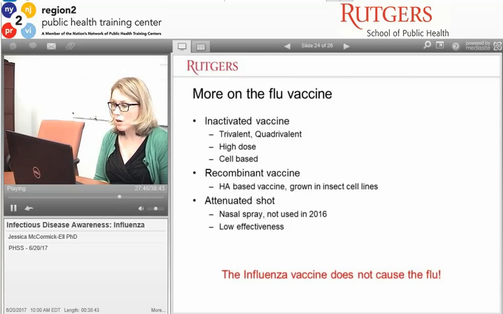There's also a cell-based vaccination. This one is not grown in eggs, it's grown in cell culture. And so it helps for people who do have the egg allergy. And it's still, again, an inactivated vaccine.